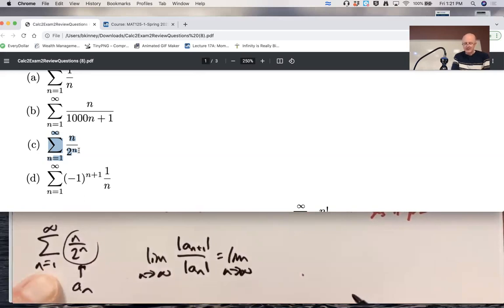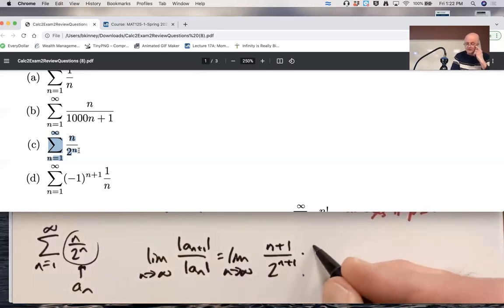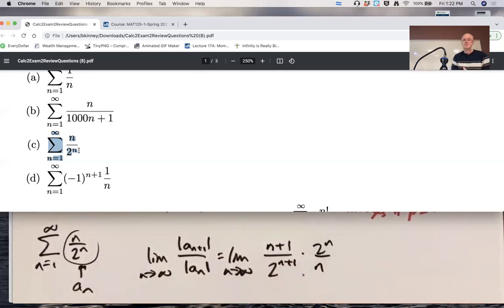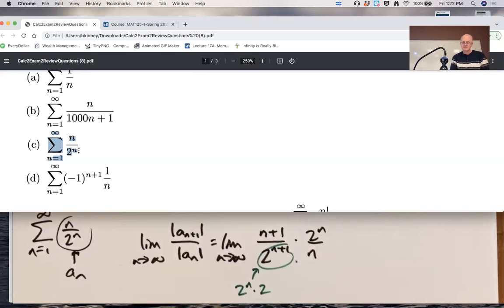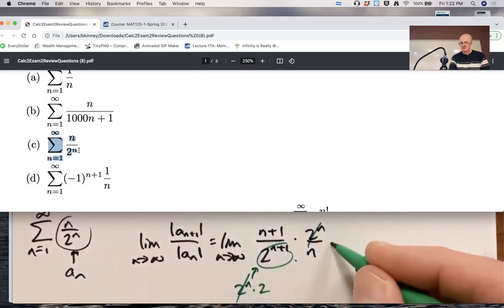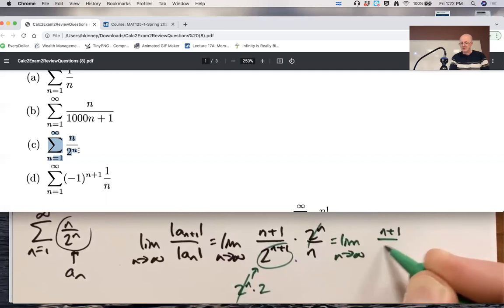a_(n+1) is what I get when I replace each n with n plus 1. So I'll get (n+1) over 2 to the (n+1). Dividing by a_n means multiply by its reciprocal, multiply by 2 to the n over n. 2 to the (n+1), by a property of exponents, is 2 to the n times 2. We get cancellation. So this is now the limit as n goes to infinity of (n+1) over 2n.